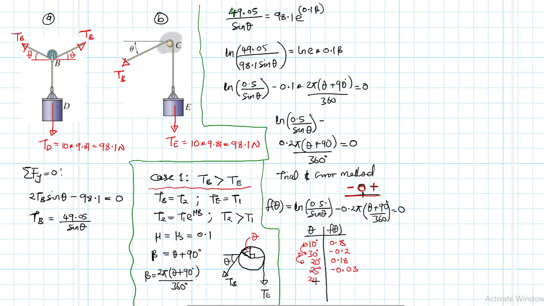Okay, we have 22.5 degrees, we have a 0.07. We keep on doing that. So this is the margin of error that we are getting on the right. We keep on doing that. 23.75, we have 0.02. Okay, I've run out of space.